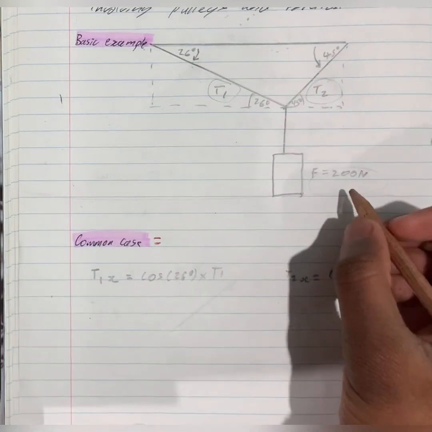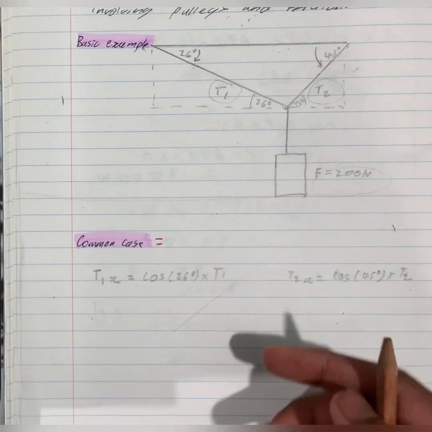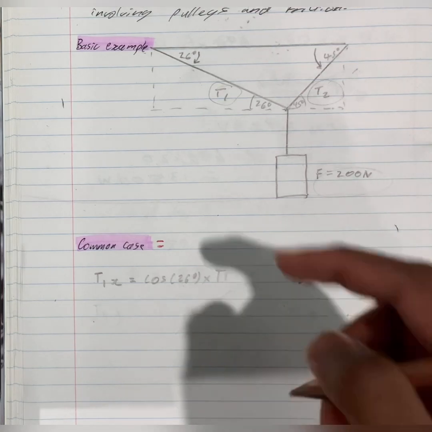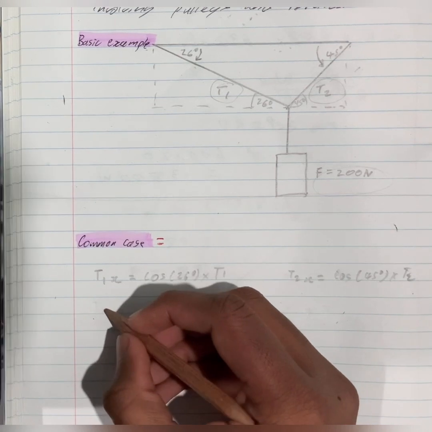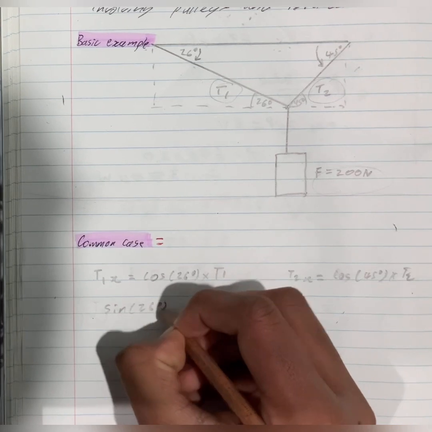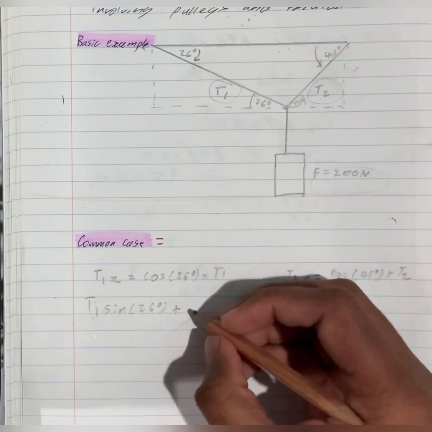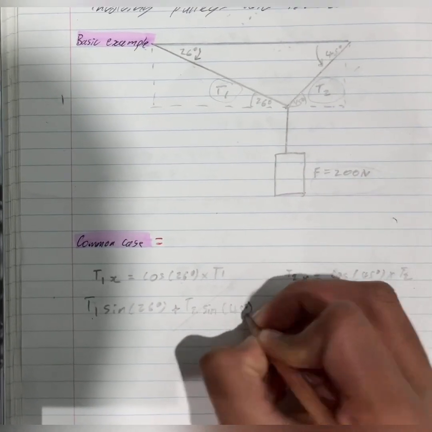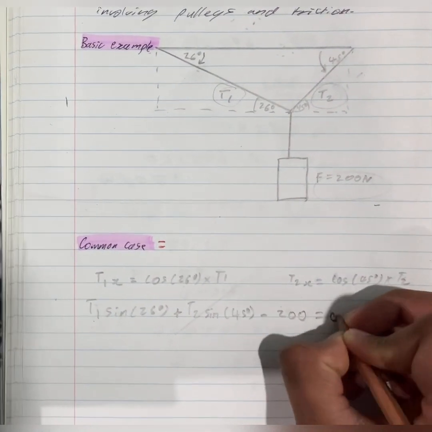Let's say that 200 is negative. That means these two top values must be positive because they're going up. The tension is pointing upwards. So, we would just have to label T1 and T2 as going up. Now, T1y would be sine 26 T1. And then, obviously, it's a plus because both of them are up. T2 sine 45 minus the one going down, which is 200, is equal to 0.